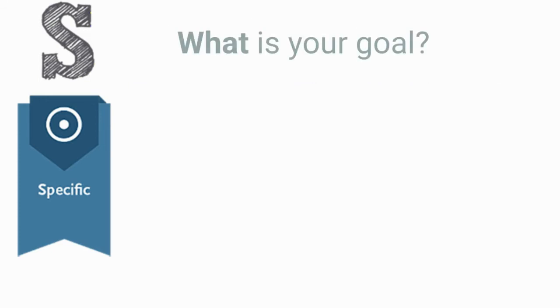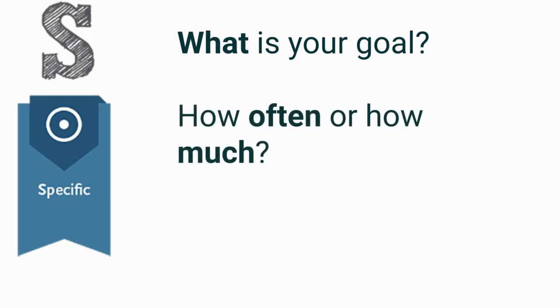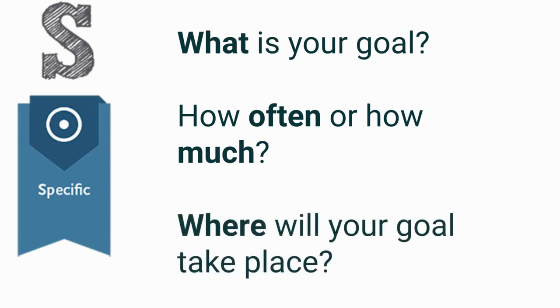So first, you want to make sure that your goal is specific. So what is your goal? First, you have to make sure that you write down exactly what your goal is, exactly what you want to accomplish. Then think about how often or how much you want to accomplish. And then think about where your goal might take place. So all of those questions are going to help you make a specific goal.